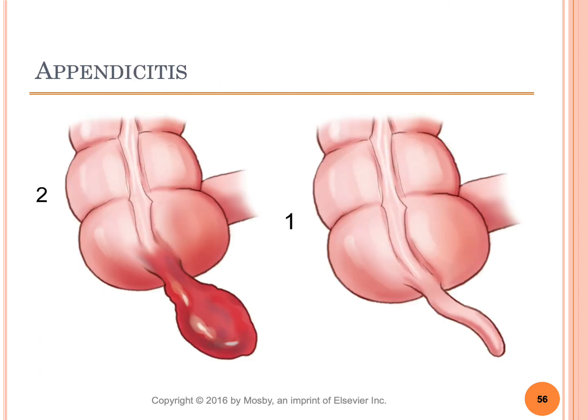And here we see an angry appendix. On the right, we see a normal one, and on the left, we see a very angry reddened one. Now, we can live without our appendix, and when we remove it, we call that an appendectomy.